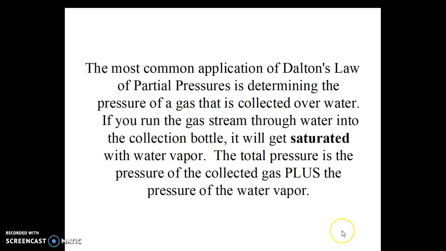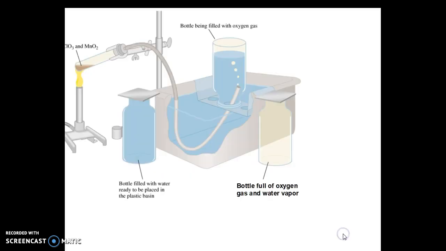Now, the most common application of Dalton's law of partial pressures is getting the pressure of a gas that you've collected over water. If you run a stream of gas through water into a collection bottle, it'll be saturated with water vapor. Therefore, the total pressure of the gases in the bottle is the pressure of the collected gas plus the pressure of the water vapor.